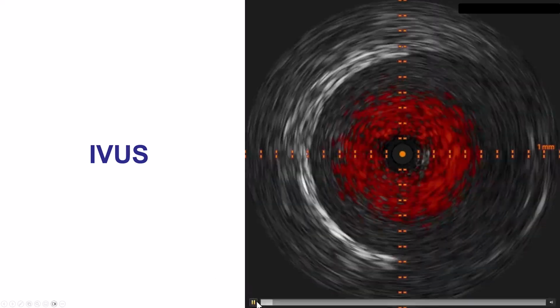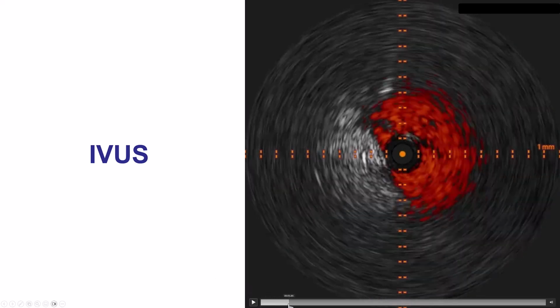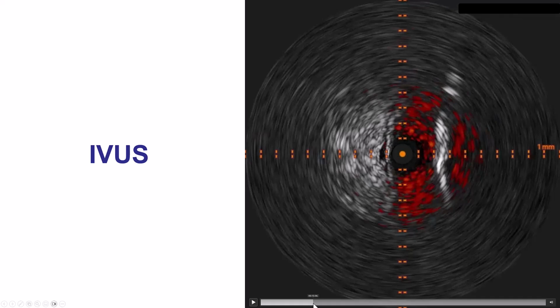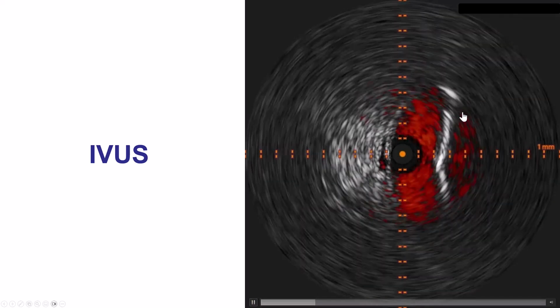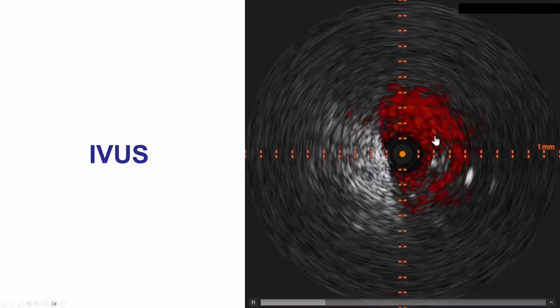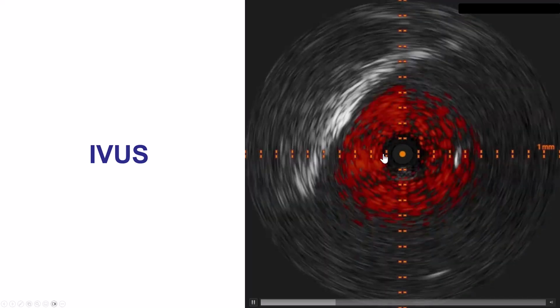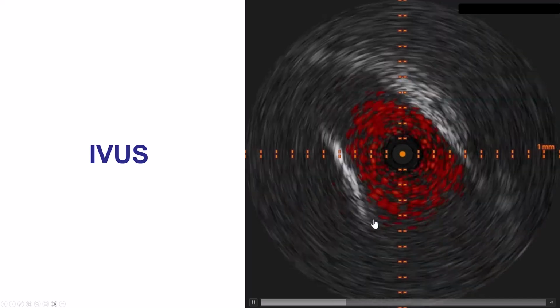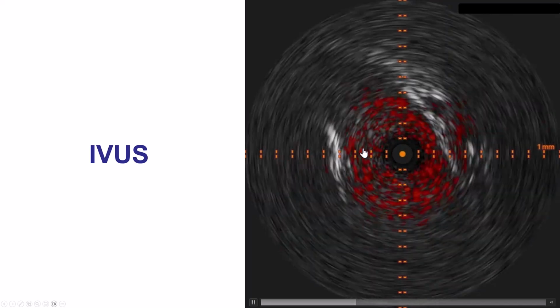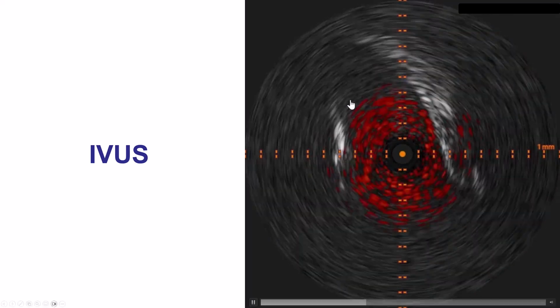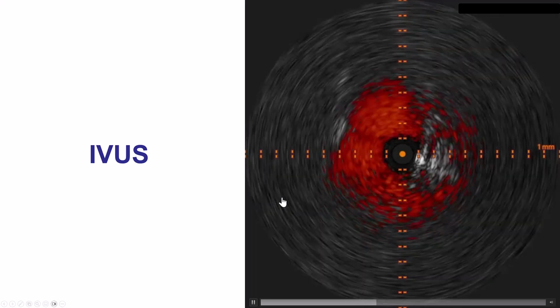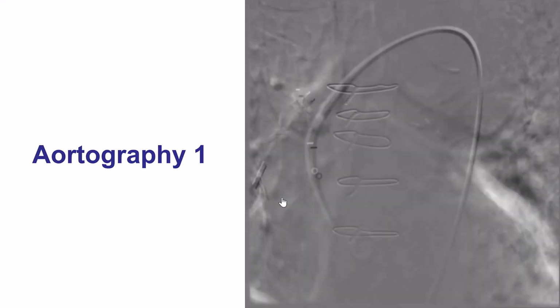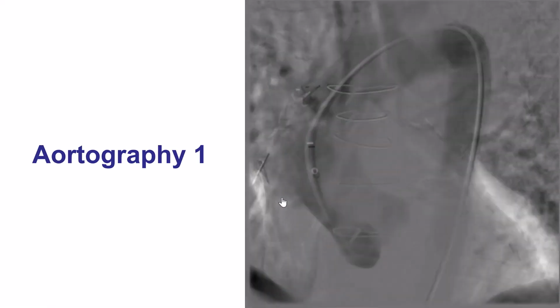And these are the images from IVUS, and it's hard to know for sure, but there appears to be some sort of flap. There is not what we'd expect in the vessel structure. There's some movement, and this is concerning for potentially having an aortic dissection. So what to do next? We did have a true lumen from the left femoral access.